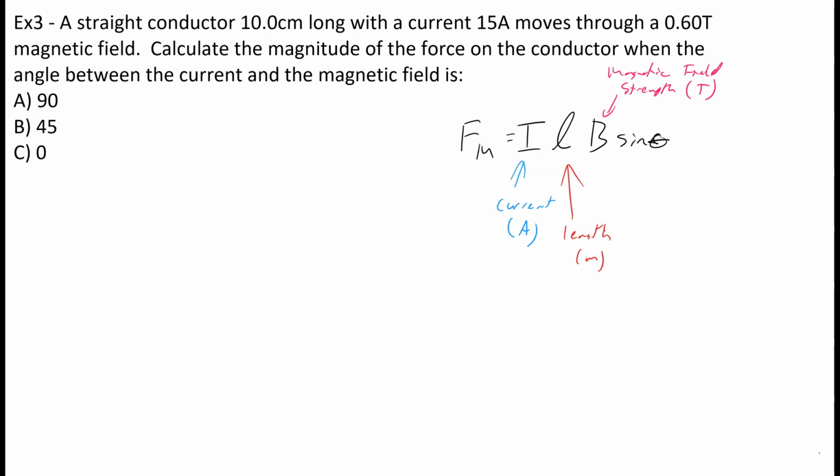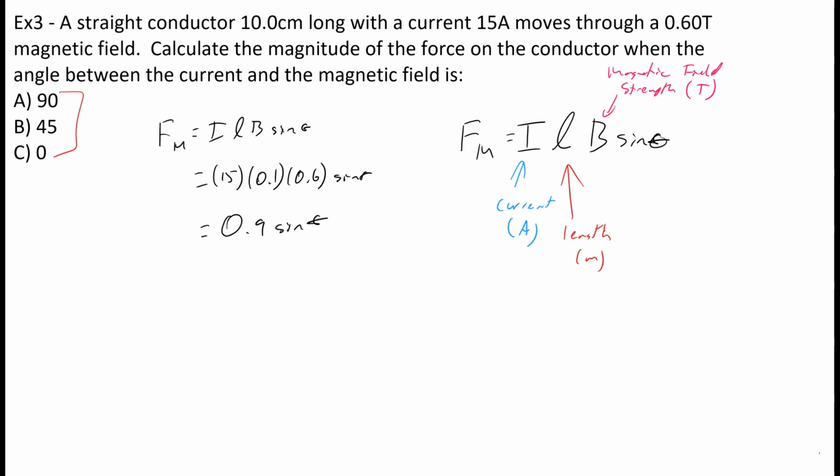And that'll be important in this question that we have right here, because as you'll see, I gave you 3 different angles. Now, I don't need to really do this question 3 times. What I can do is say my formula is Fm is equal to ILB sine theta. And for all 3 of these examples, the current is 15, the length is 0.1, the B is 0.6, sine of the angle. So when I plug all these in, I end up with 0.9 sine of the angle.